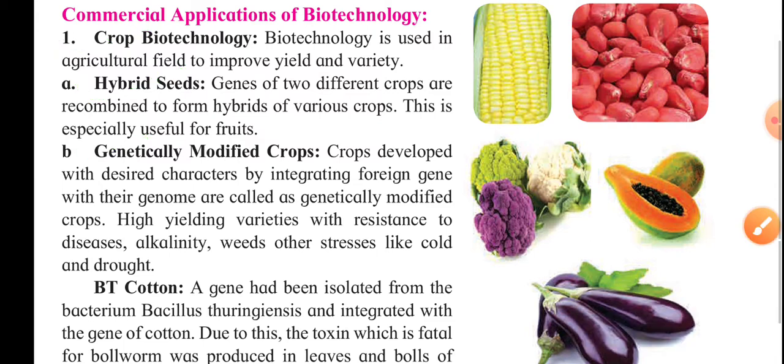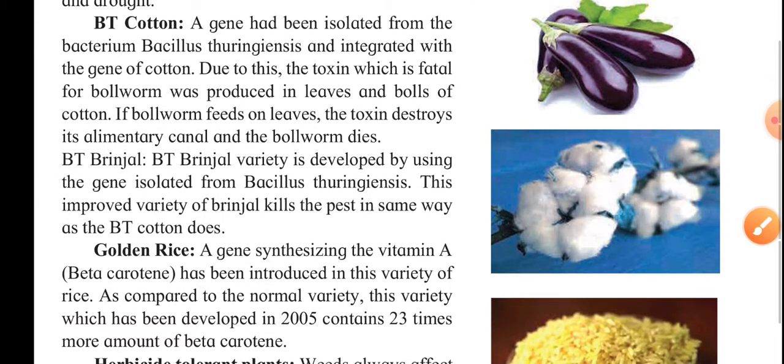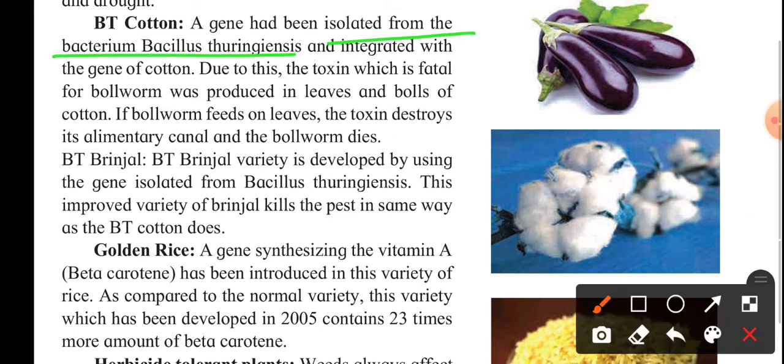Then after that, BT cotton, they have taken as the example over here. A gene had been isolated from the bacterium Bacillus thuringiensis and integrated with the gene of cotton. Due to this, the toxin which is fatal for bollworm was produced in the leaves and bolls of cotton. If the bollworm feeds on the leaves, the toxin destroys the alimentary canal and the bollworm dies.